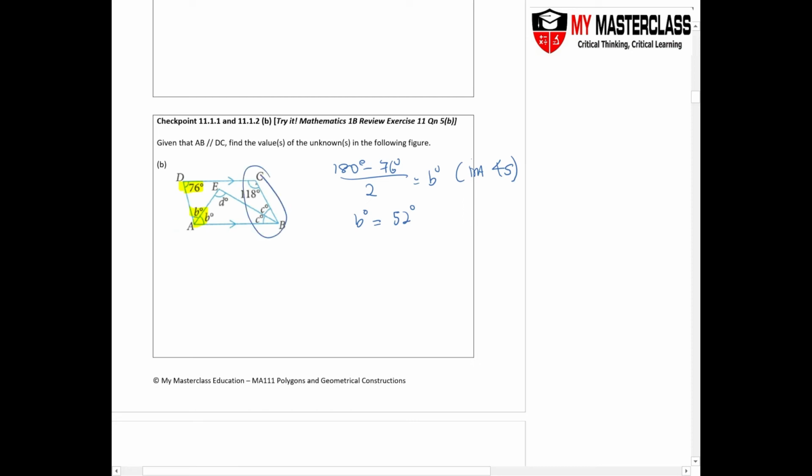Then the same thing applies to this portion. So you have 180 minus 118, divided by 2. You get the C angle. Again, interior angles. So therefore, your C angle would be 31.